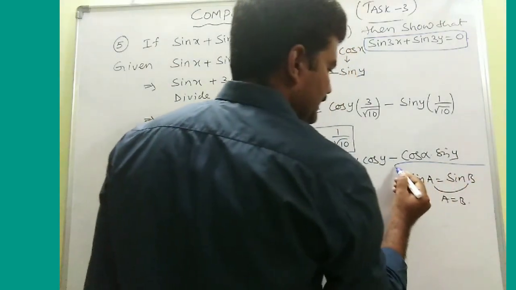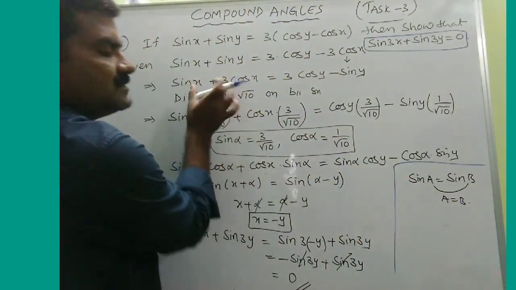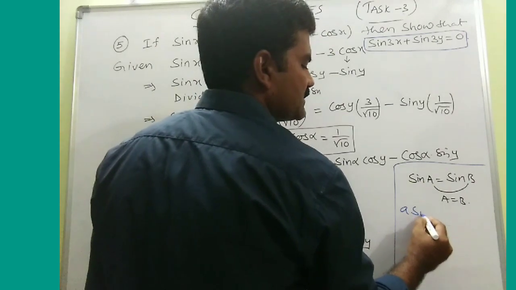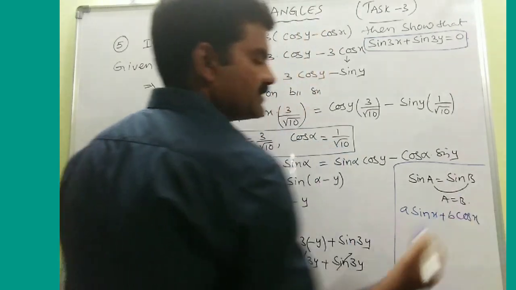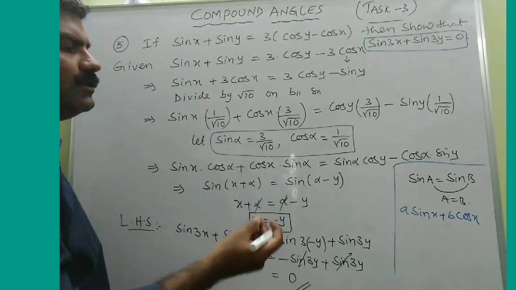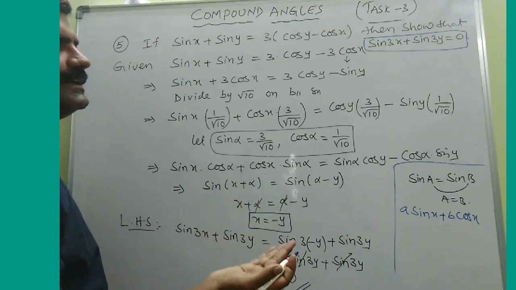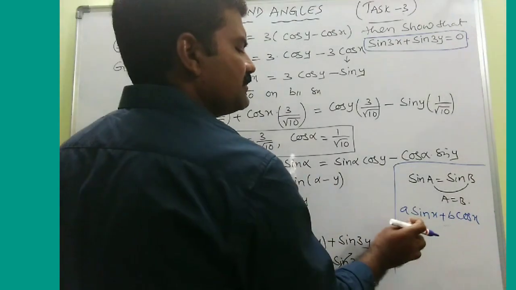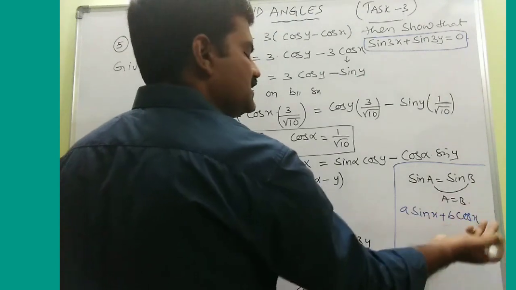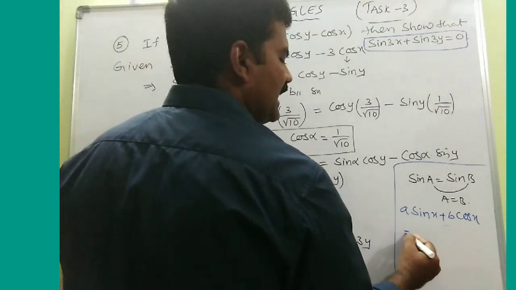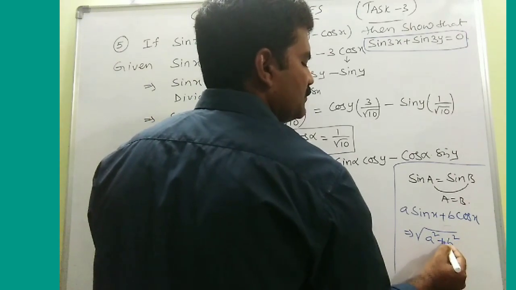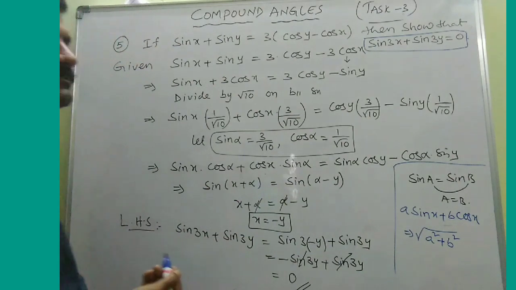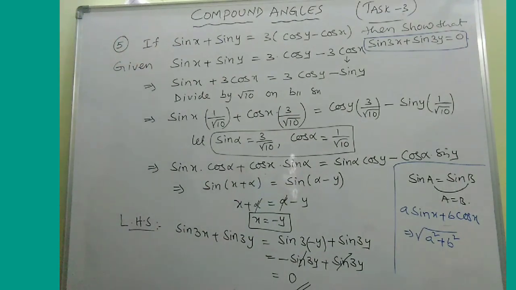So look at this important technique. These things are just like a sin x plus b cos x, right? So when the trigonometric function is in the form of a sin x plus b cos x, or sometimes a cos x plus b sin x, then we have to divide by root of a square plus b square on both sides. This is one of the important techniques which we will be using further in trigonometry.